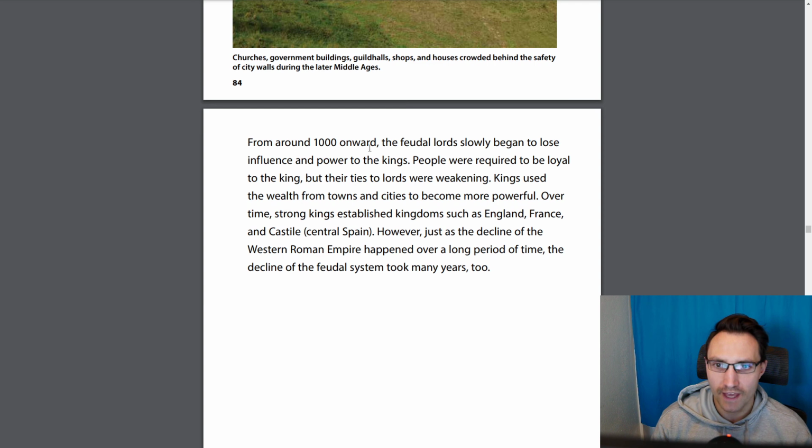From around 1000 onward, the feudal lords slowly began to lose influence and power to the kings. People were required to be loyal to the king, but their ties to lords were weakening. Kings used the wealth from towns and cities to become more powerful. Over time, strong kings established kingdoms such as England, France, and Castile, central Spain. However, just as the decline of the Western Roman Empire happened over a long period of time, the decline of the feudal system took many years too.